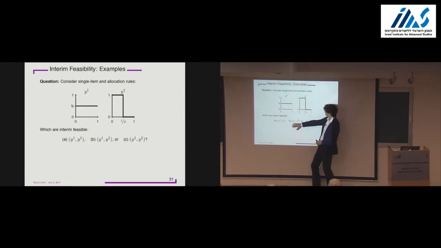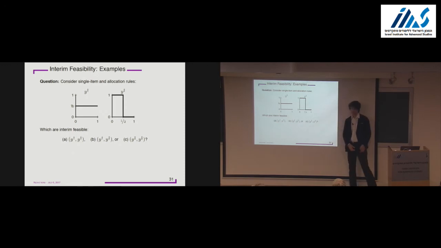What about player one has the lottery and player two has this allocation constraint? Is that interim feasible? Yes. What do I do? Give it to the second one if he's a high type, otherwise give it to the first one. What happens in the interim? The first guy gets allocated with probability a half, which is what he needs. And the second guy gets allocated with his allocation rule, which is what the second player needs.